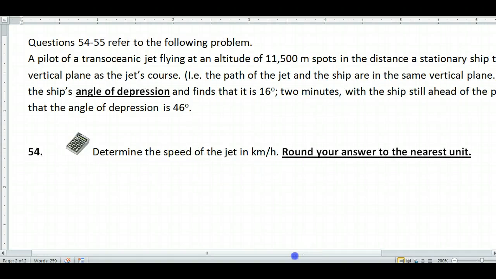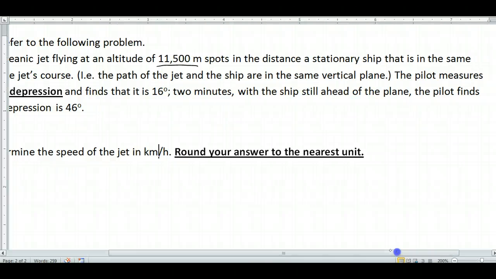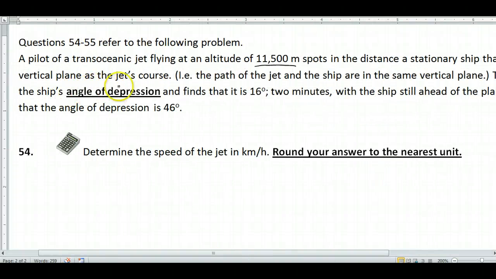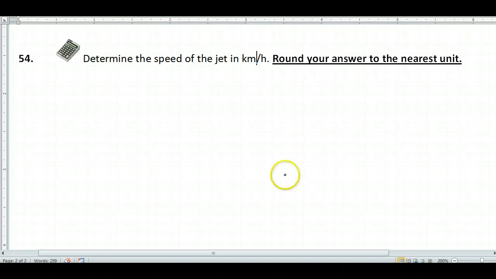All right, question 54. This is about a plane flying at a given altitude of 11,500 meters high, and that plane spots a stationary ship in the distance. That means the ship is not moving. It is in the same vertical plane as the jet's course. That means you can use the surface of your paper to draw it, right?